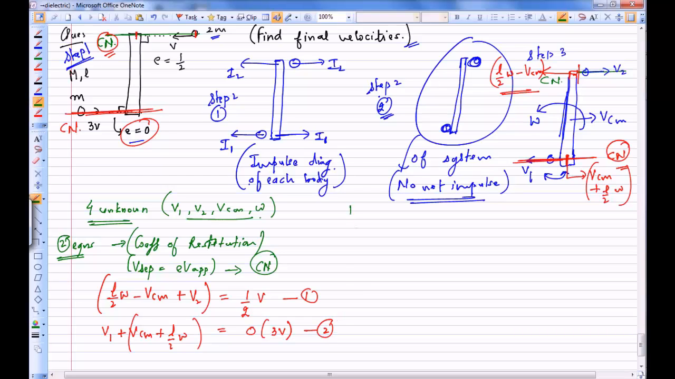We are not yet done. We need 2 more equations. Look at this particular diagram.